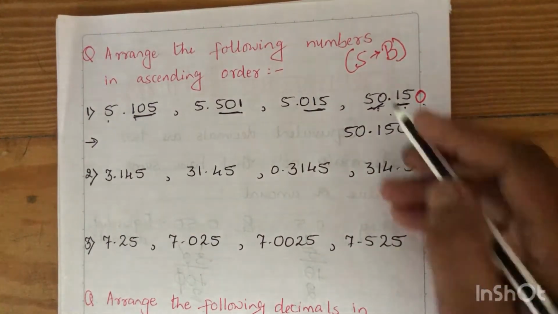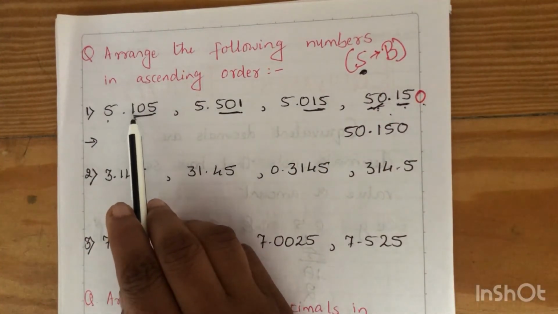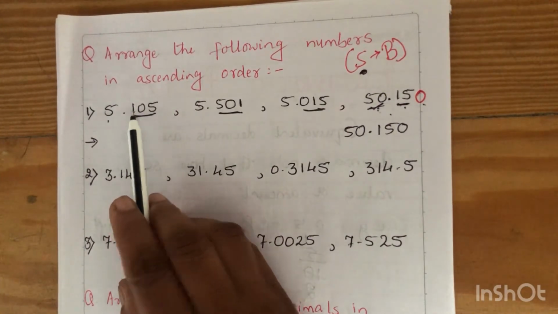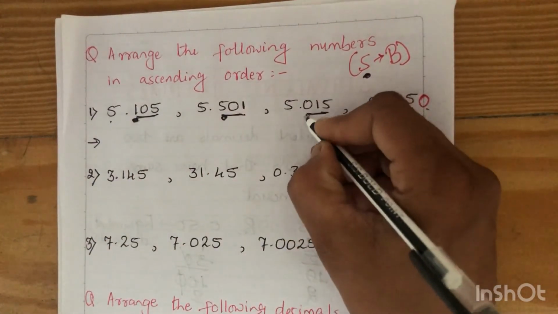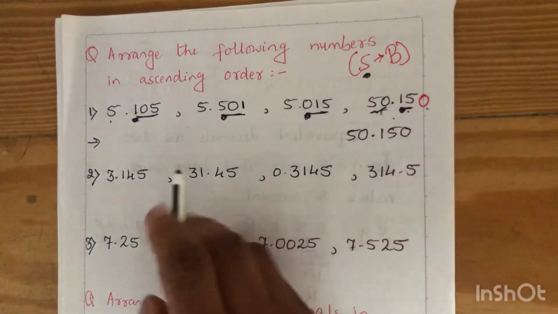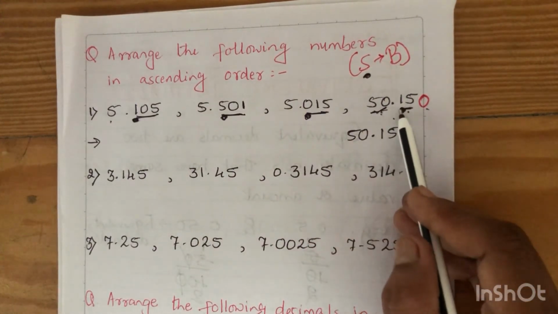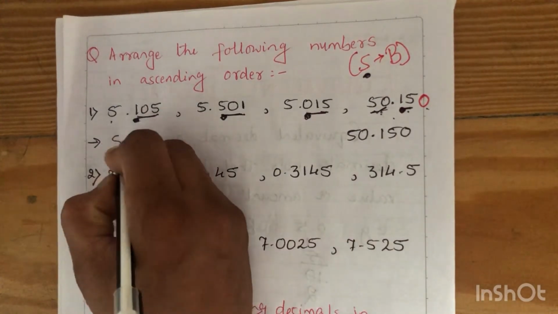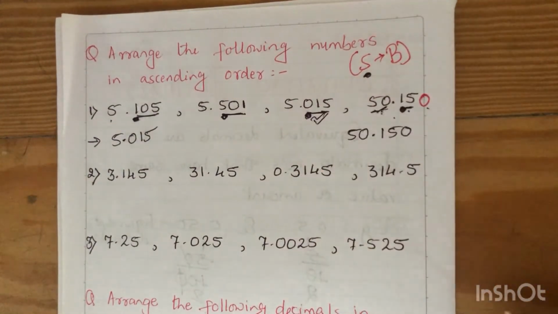Okay, I want to find out the smallest number. So now the second one I will compare with the tenths digit, that is here you have 1, here you have 5, here you have 0 and here you have 1. Which is the smallest one? 1, 5, 0 and 1. So you have 0 to be the smallest one. So I will write here 5.015. So this case is also done, right?